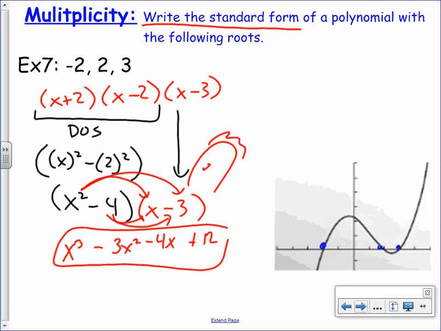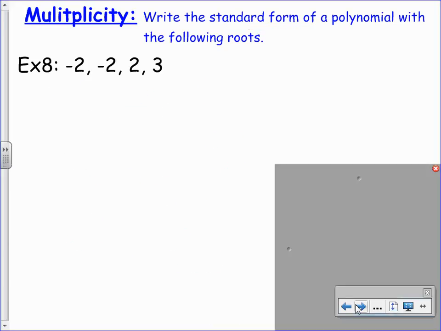Okay. Let's look at this one. What'd you say? X to the 4th. Exactly, because you got 4 solutions. The degree would be 4. And the factors are x plus 2, x minus 2, then x minus 3.